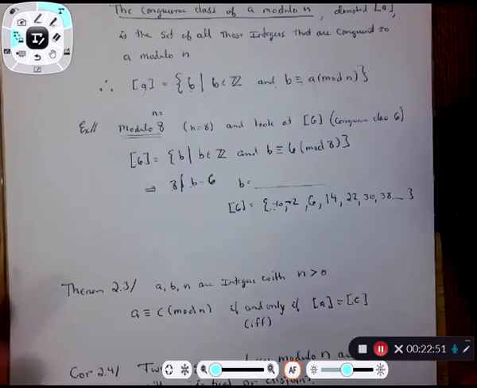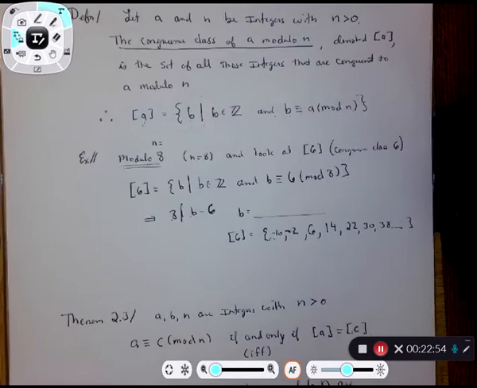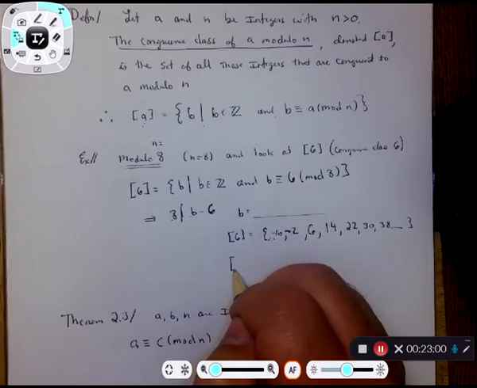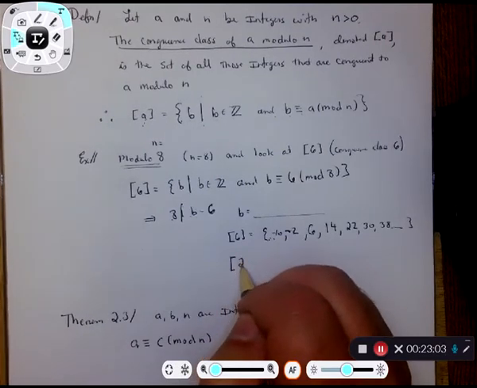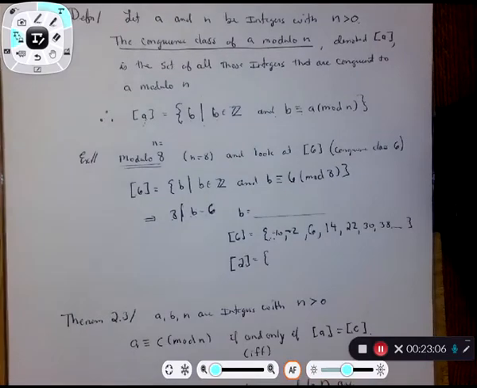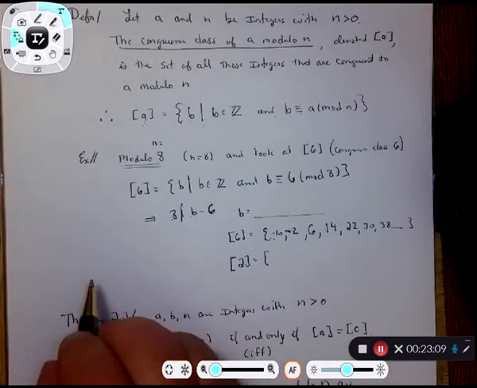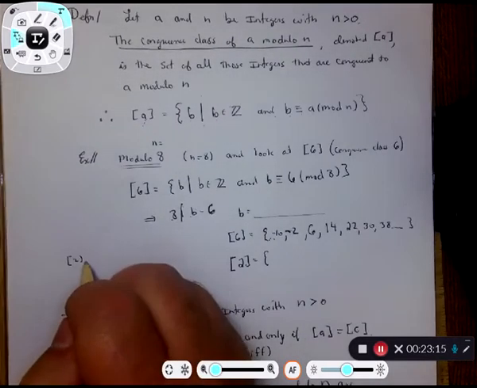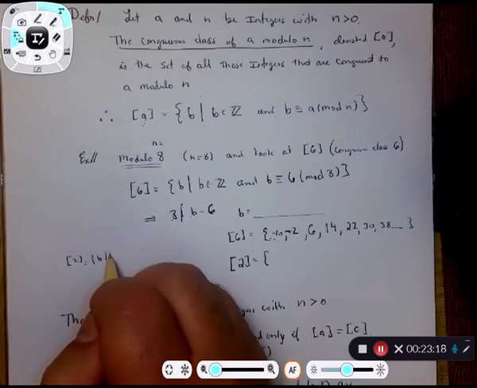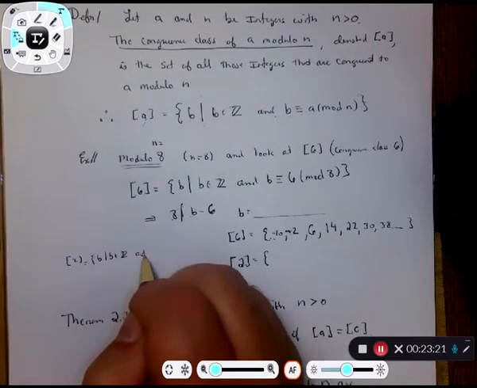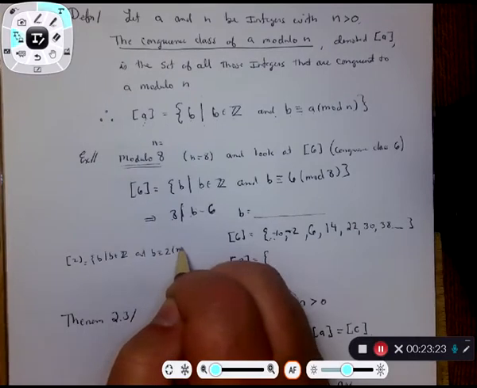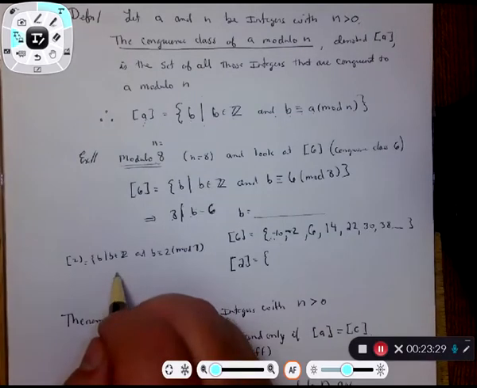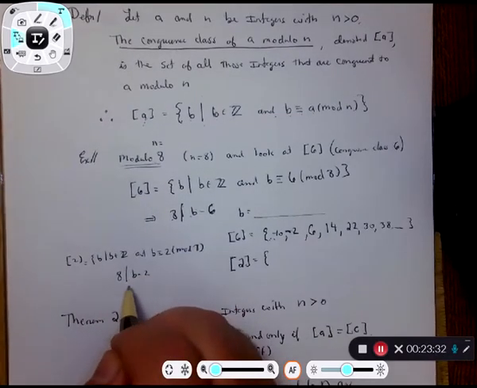If I go and look at some other ones, let's just do another one of this one just so you can see. Watch this one. What would equivalence class, let's make it 2, be? If I do equivalence class 2, what we're talking about here is that equivalence class 2 is equal to the set of integers b, where b is an integer and b is equivalent to 2 mod 8, because we're doing mod 8s on this one. This, by definition, means that 8 divides b minus 2.